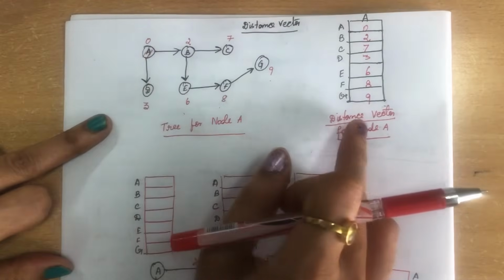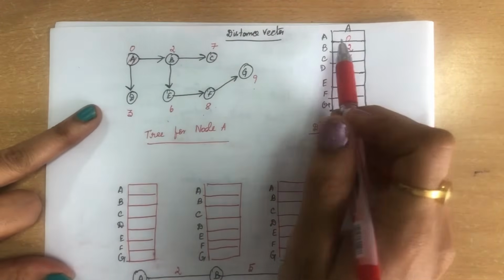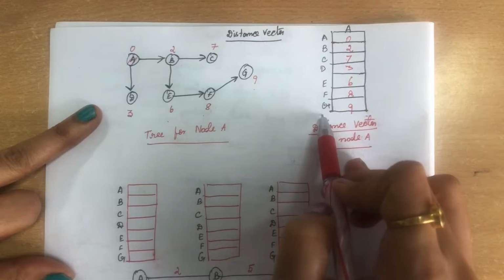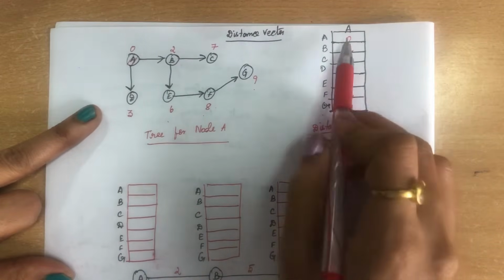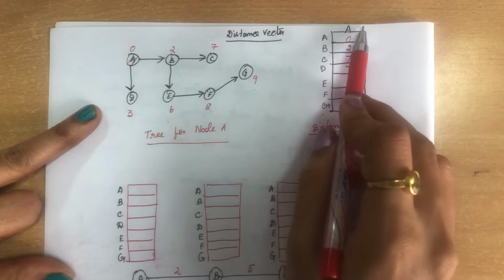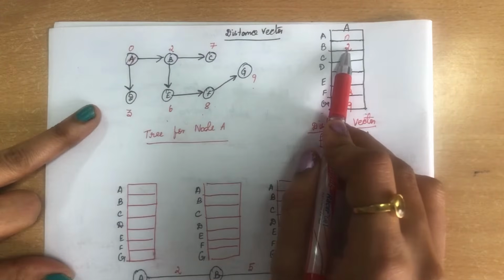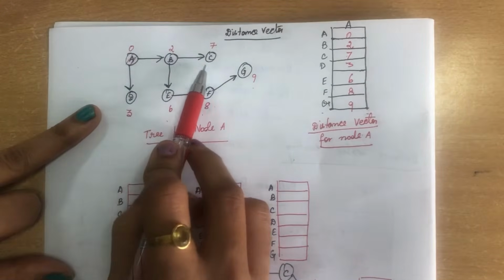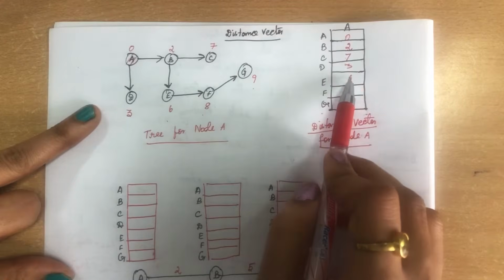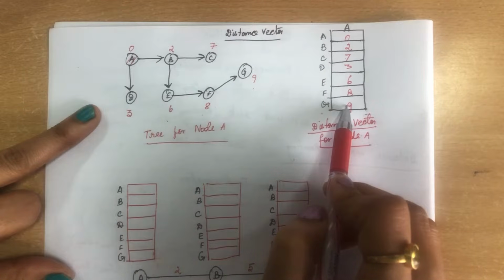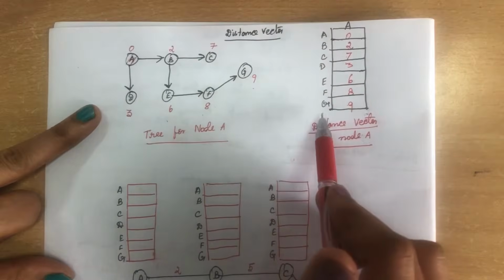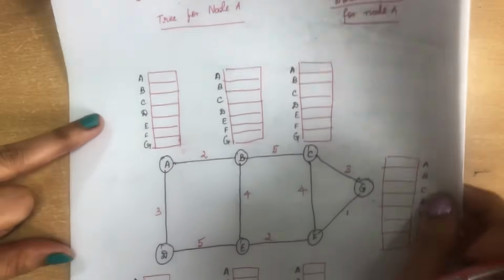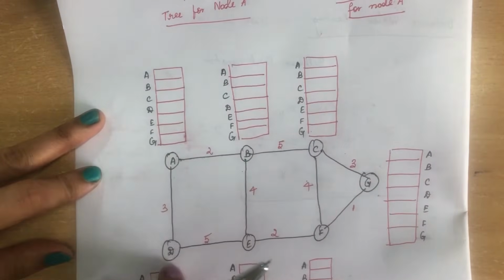How will you find the distance vector? It is nothing but the same least costs. From A, you put all the nodes in the network. From A to A the distance is 0, from A to B the distance is 2, and from A to C the distance is 7, so we mention them here. Likewise, we have to find the least cost between A and all other nodes. This is the distance vector for node A. Likewise, we need to find the distance vector for all the other nodes.